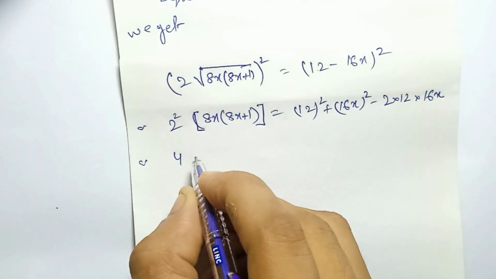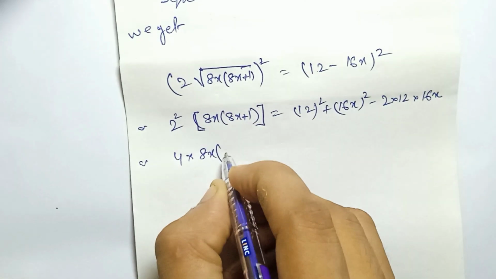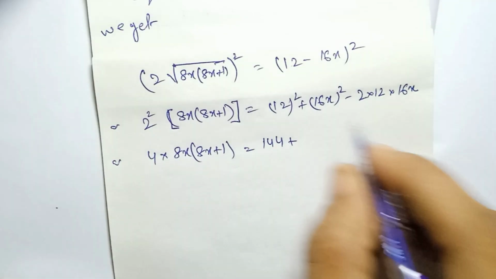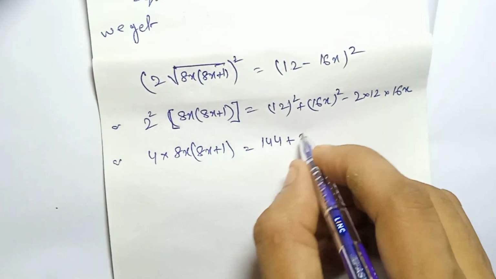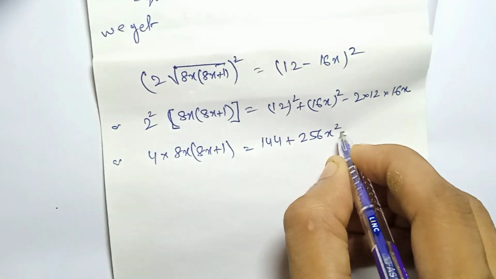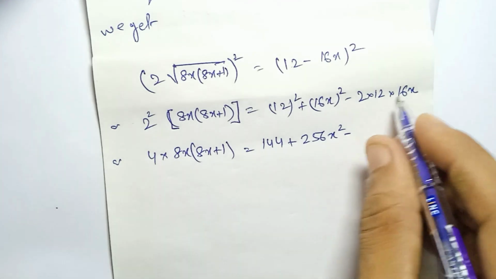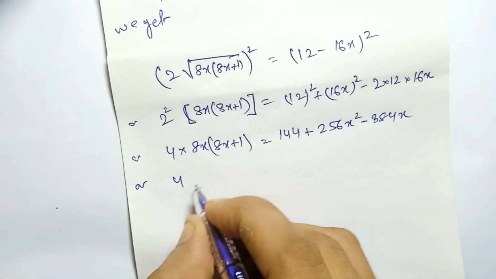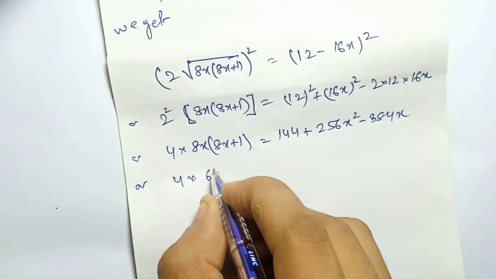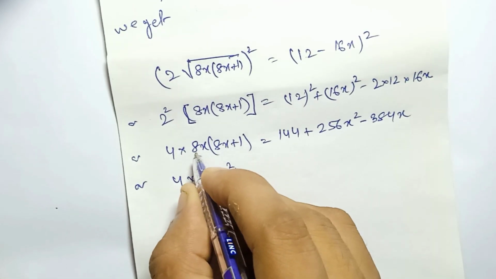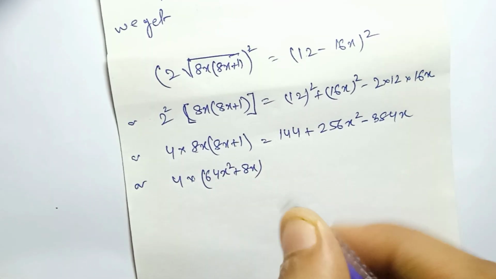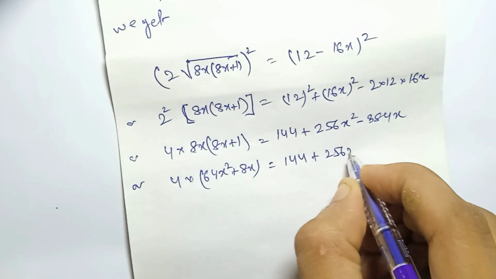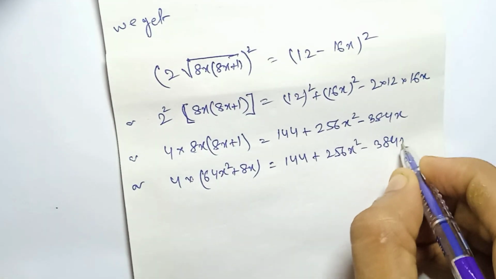So here 2 square is 4 into 8x into 8x plus 1 is equal to 12 square, it's 144. Okay, 16 square is 256x square, and here it's 12 into 2, it's 24, 24 into 16, it will be 384x. So here 8x into 8x is 64x square plus 8x into 1 is 8x is equal to 144 plus 256x square minus 384x.